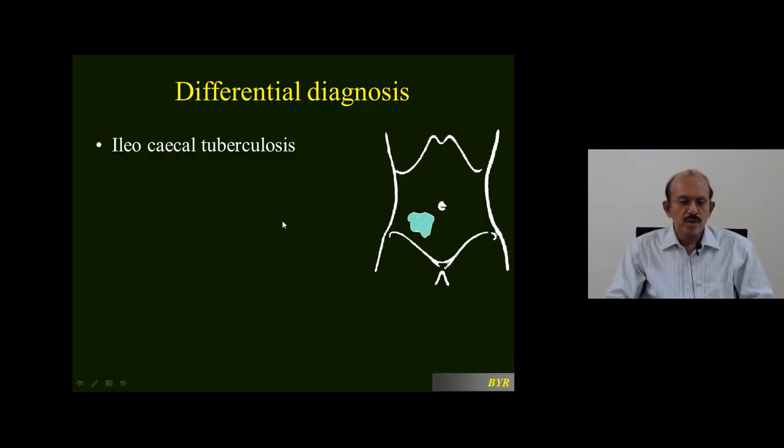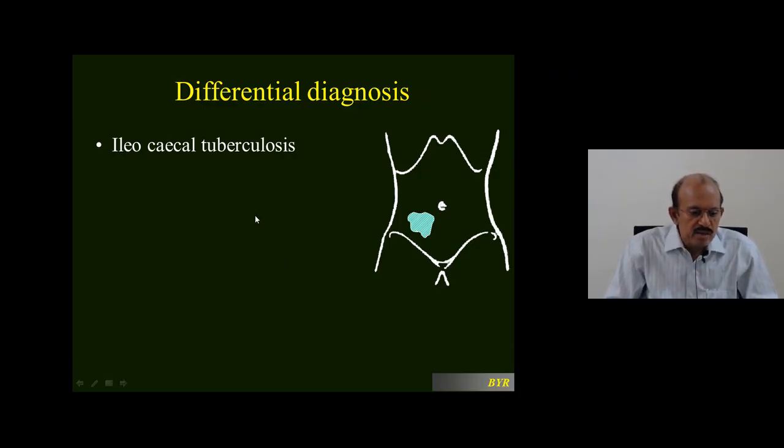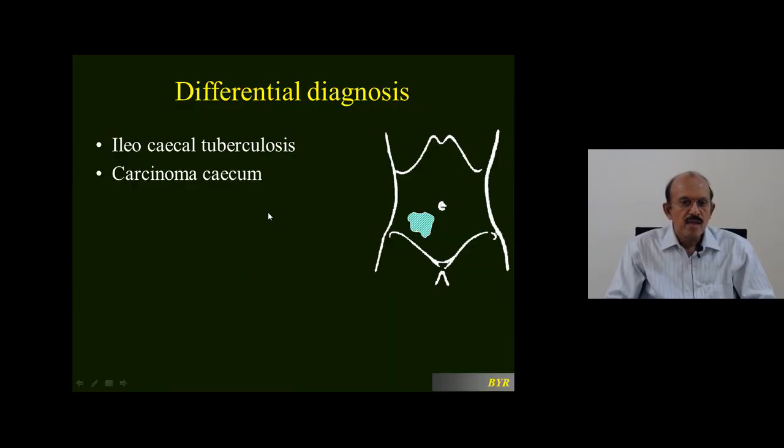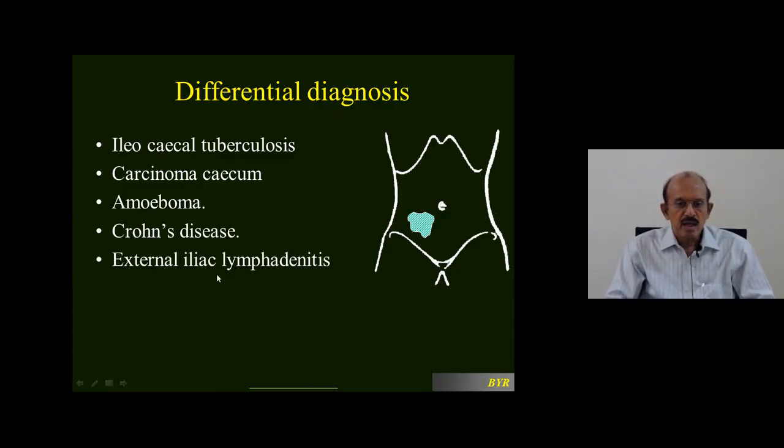It's very good. You have mentioned the common things. Ileocecal tuberculosis. It's very good. Carcinoma of the cecum. Amoebic granuloma. Crohn's disease. External iliac lymphadenitis. Because there are external iliac vessels, and by the side of the external iliac vessels there are lymph nodes, there may be inflammation in those lymph nodes, and they may be swollen and tender.